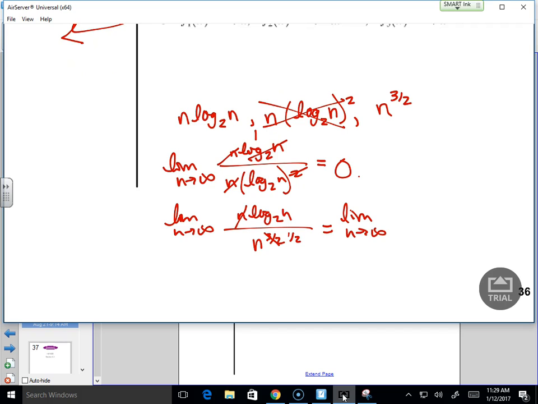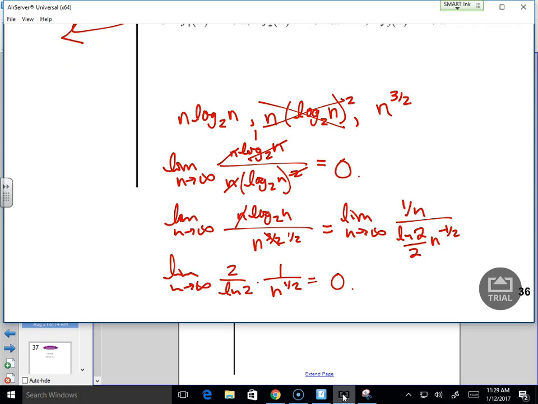So ln of n over 2, which would be 1 over n all over ln of 2 over 2 n to the negative 1 half. Which would be limit as n goes to infinity, n to the negative 1 half, 1 over n to the 1 half, n to the 1 half pops up, which will be 2 over ln of 2 times n to the 1 half over n. Right? Equals 0. So who's the most efficient algorithm? That guy right there.